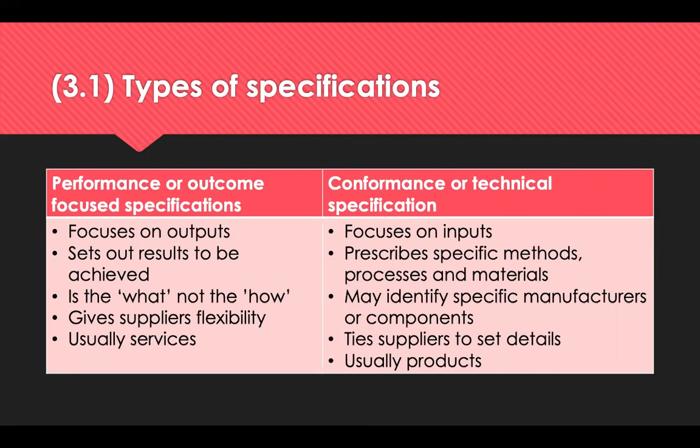Conformance specs, or technical specs, detail exactly what the product or service will be made of, like a recipe. So it focuses on the inputs. Responses to a conformance spec should have identical offerings. You'll often see it used in pharmaceuticals and agriculture. You may identify specific manufacturers or components, and what it does is tie the supply to a set detail. Performance outcome-based specifications are usually used on services, whereas conformance or technical ones are usually used on products.